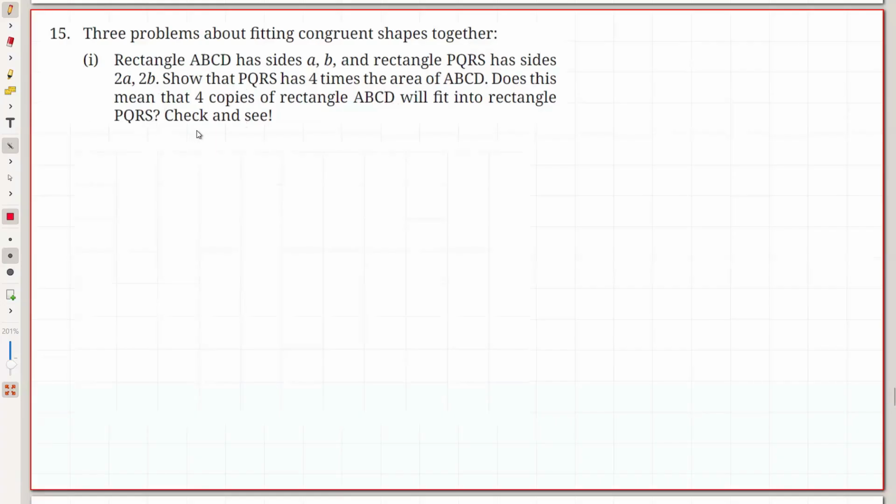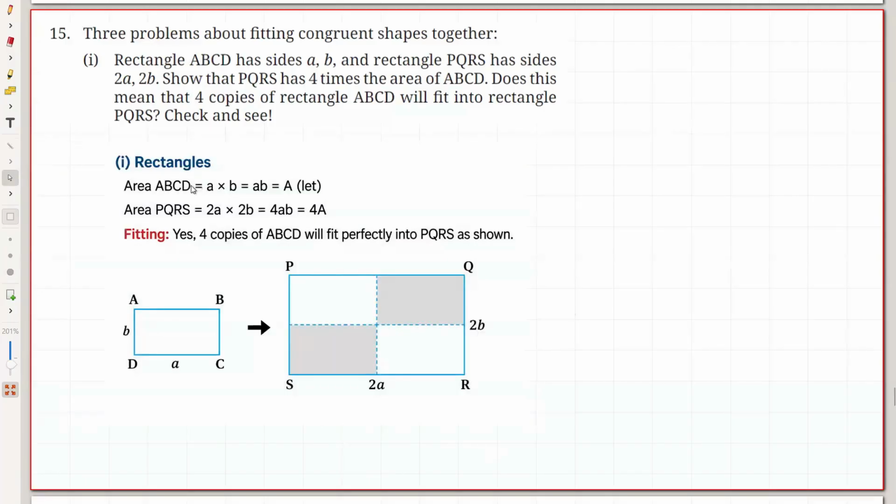So check and see. Here the sides are doubled, so the area will become 4 times. First, the area of rectangle ABCD. I have taken ABCD with length A and breadth B. They have given two sides, A and B. Next, the rectangle PQRS with sides 2A, that is A plus A, and 2B, that is B plus B.